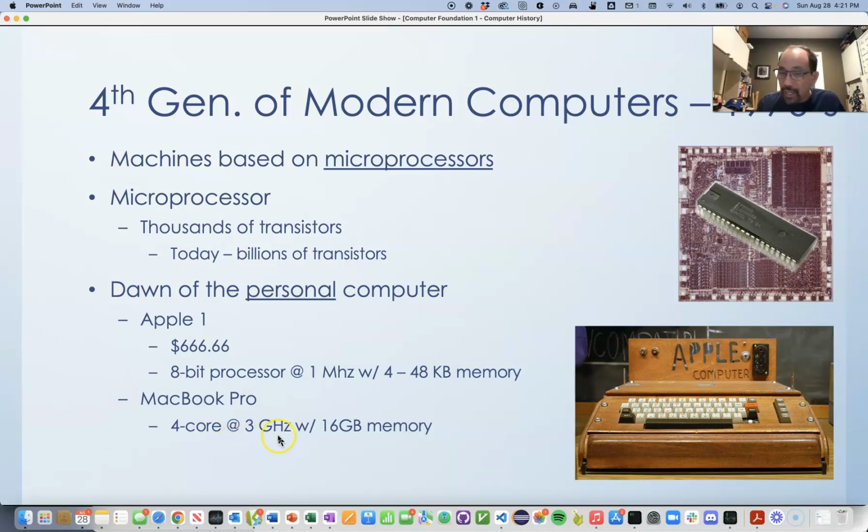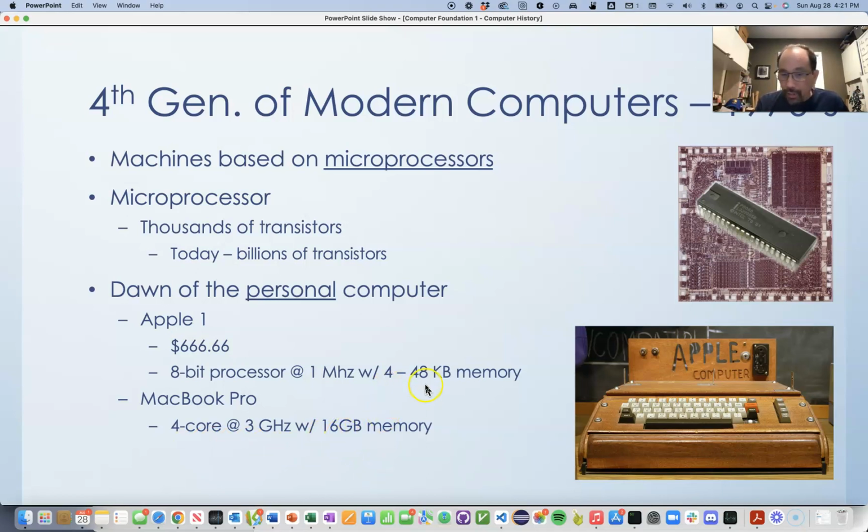Running at 3 gigahertz, which is 3 billion cycles per second. Previously in the Apple I, it was running at 1 megahertz, 1 million cycles per second. So again, think of it as I could do a million additions every cycle, or a million instructions every cycle. And roughly now we can run 3 billion instructions every cycle. And then we have 4 processors, so we can run 12 billion instructions every cycle.